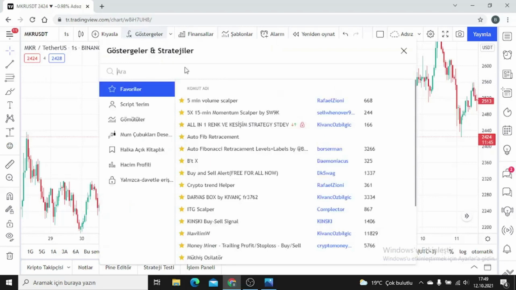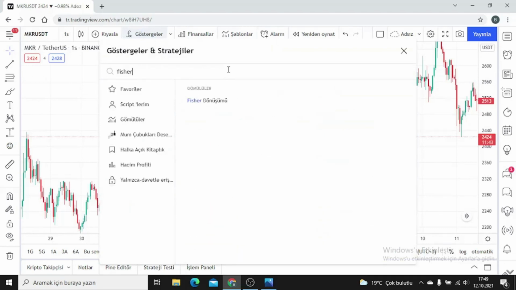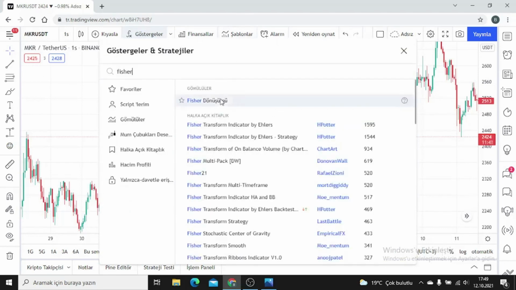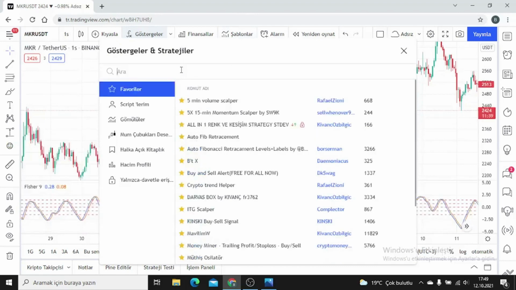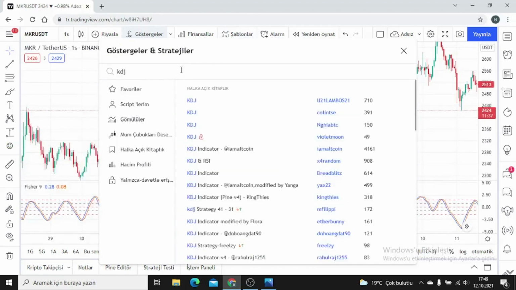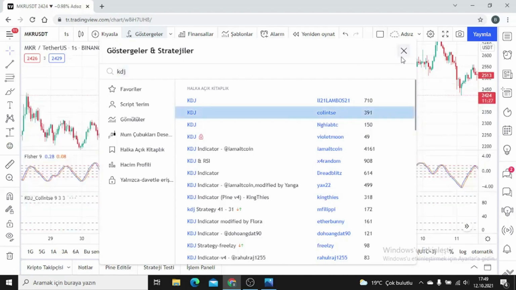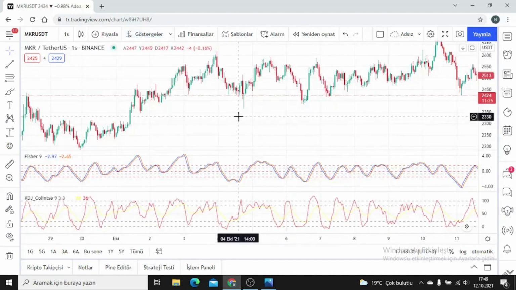From the indicators section, I bring up the Fisher transform indicator. Our other indicator is the KDJ indicator. Here I am using the KDJ indicator by the author of Klinst. You can stop and watch the video. I am using the indicator posted by this person. Here I just change the Fisher input and make it 10.